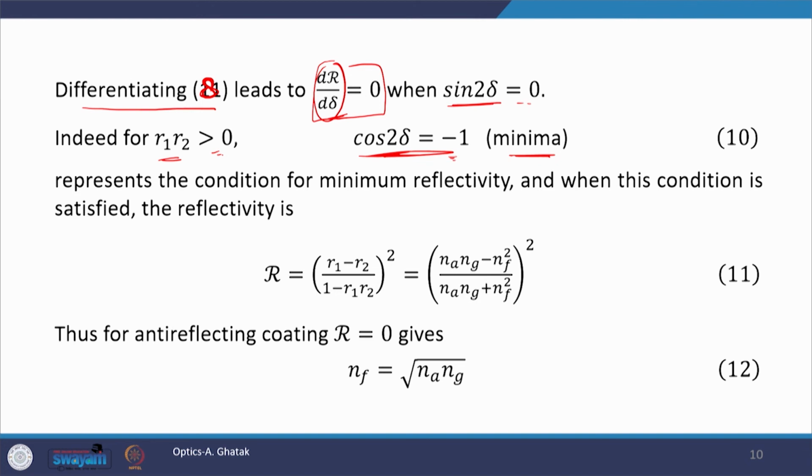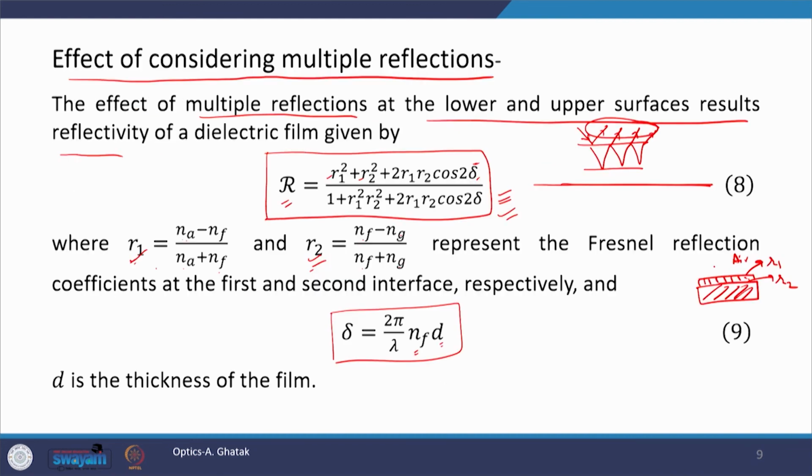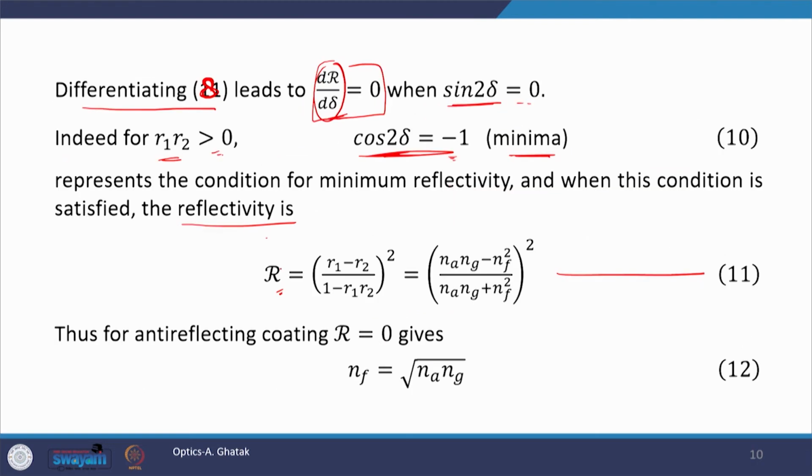When this condition is satisfied, the expression for reflectivity modifies, and the modified expression is given by equation number 11. The earlier expression, given by equation number 8, was a bit cumbersome. When you put cos 2 del equal to minus 1, which is the condition for minima, the new expression for reflectivity R reduces to (R1 minus R2) upon (1 minus R1 R2) whole square.